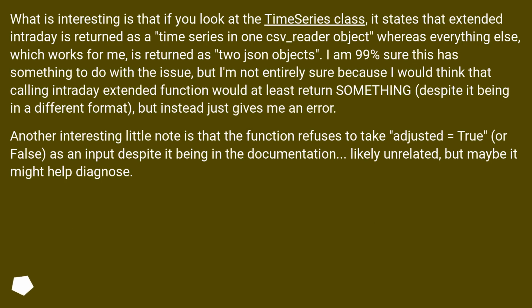What is interesting is that if you look at the time series class, it states that extended intraday is returned as a time series in one csv_reader object, whereas everything else, which works for me, is returned as two JSON objects. I'm 99% sure this has something to do with the issue, but I'm not entirely sure, because I would think that calling the intraday extended function would at least return something, despite it being in a different format, but instead it just gives me an error.